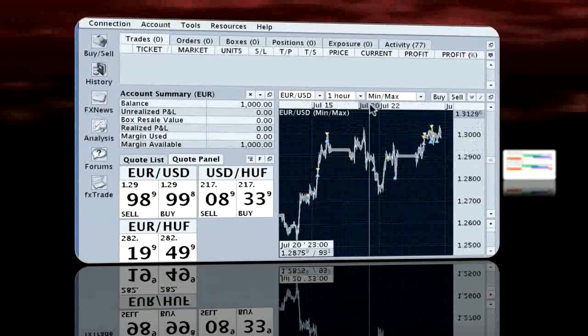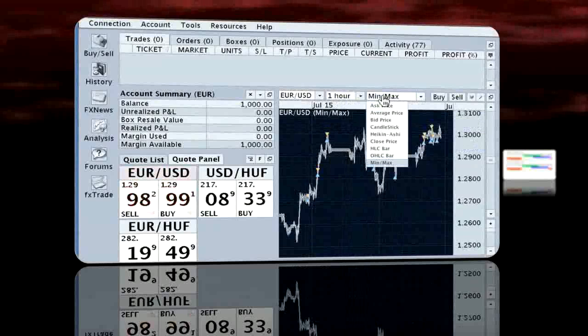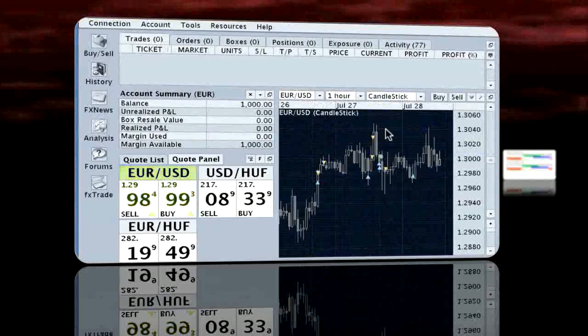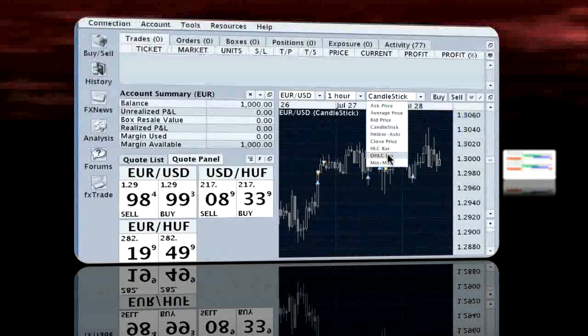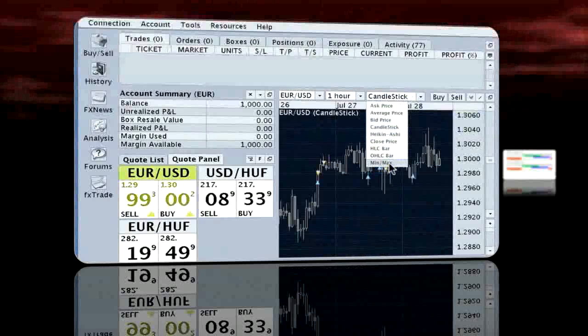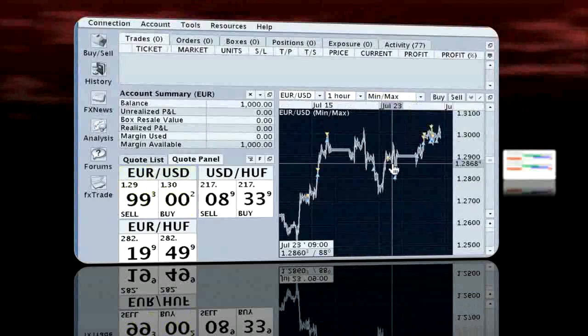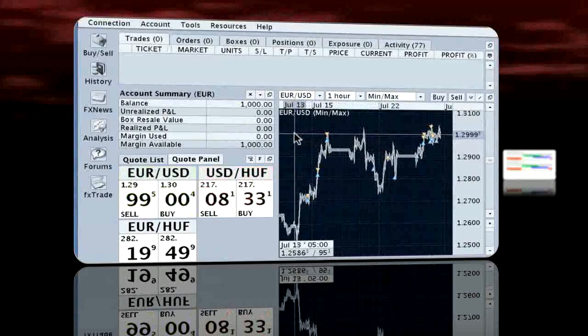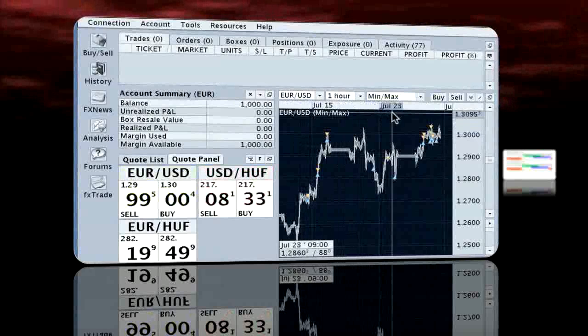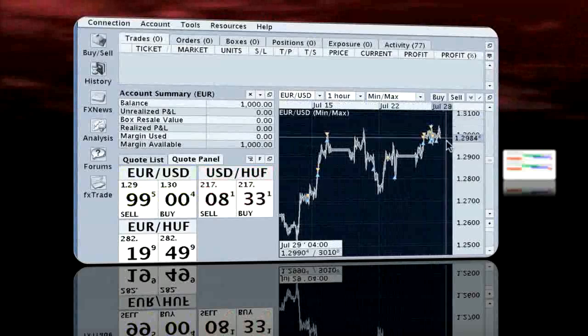Next, we can set how the graph appears. These are the Japanese candles. They will be explained later in the course, and they are fantastically useful. On Forex, however, I recommend that you use the min-max chart. It shows more information in a small space. As you can see, from the 13th of July till the 18th of July, you can see the price for each and every hour.